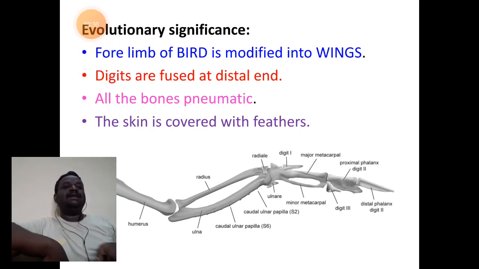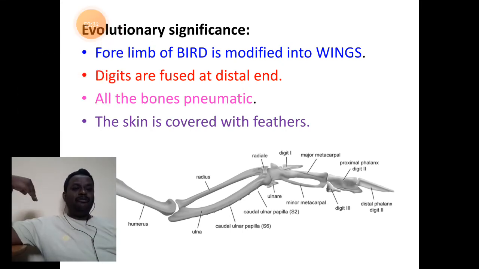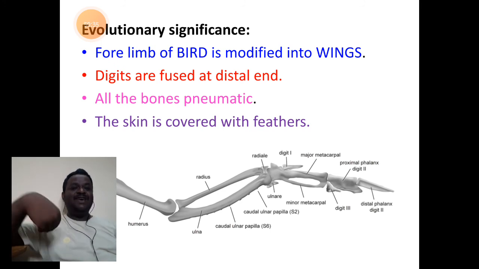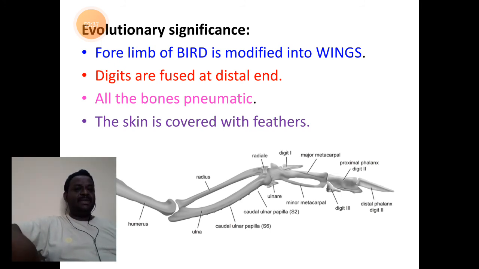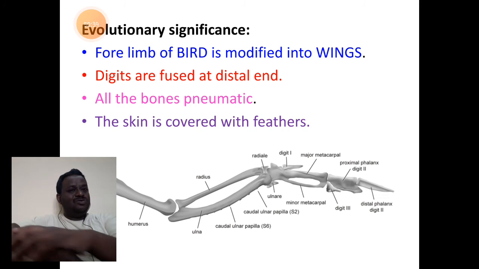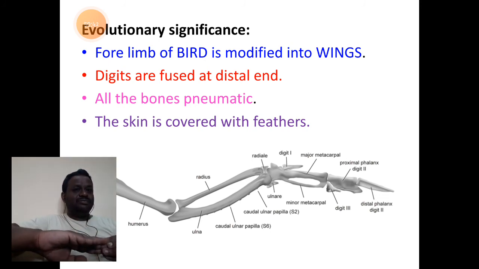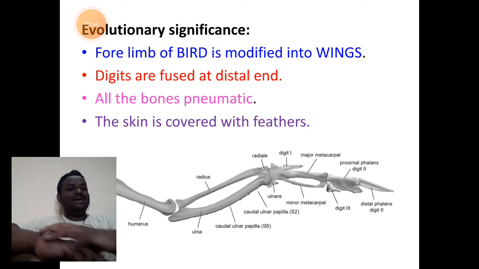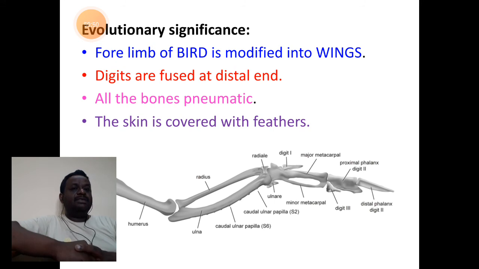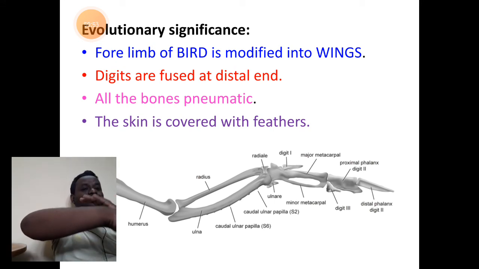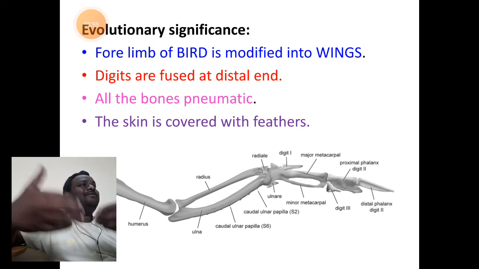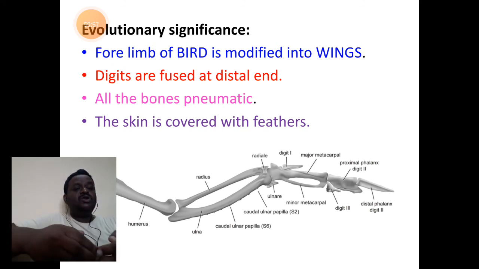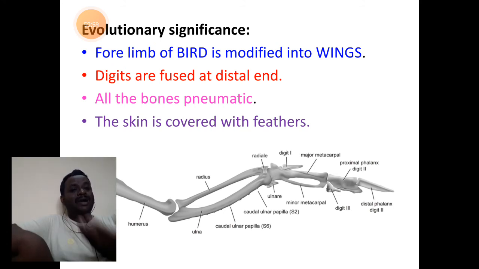The evolutionary significance is, we know forelimb of bird is modified as wings for flight. So digits are fused at distal ends. Then all bones here in case of birds are pneumatic bones, bones filled with air spaces. The skin is covered over by the feathers. These are additional features for the organism to modify itself or to adapt itself to an environment for flight.